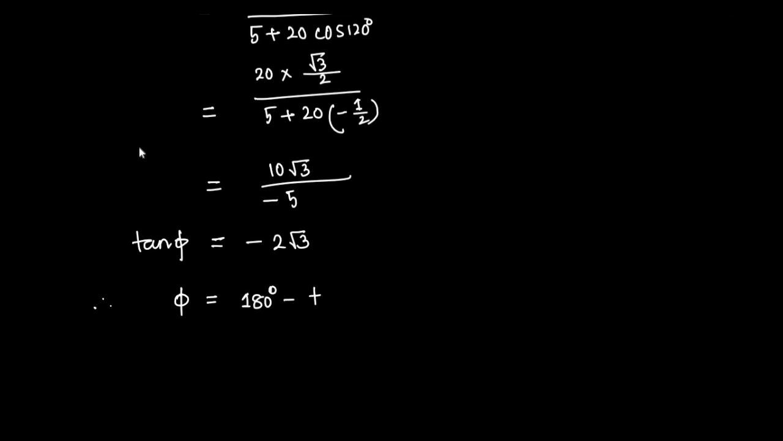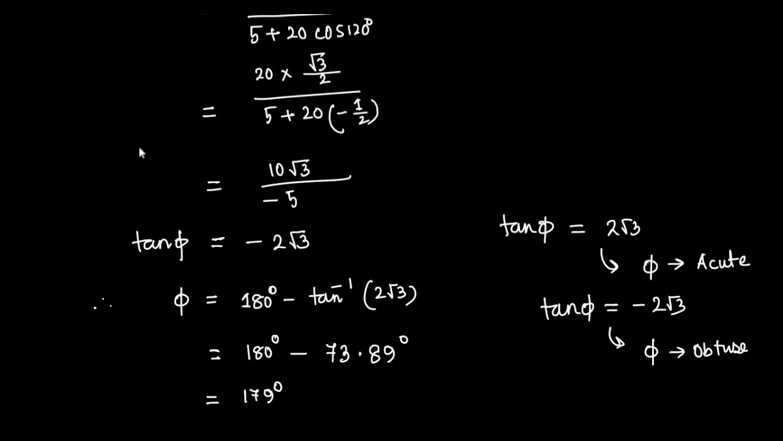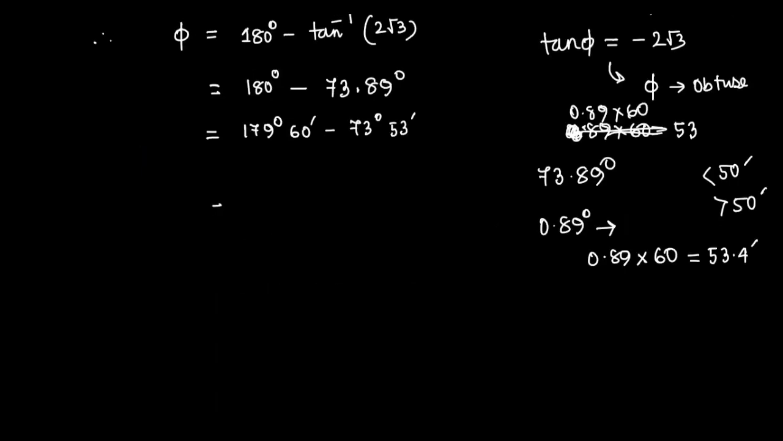As tan phi is negative, that is minus 2 root 3, phi can be written as 180 degree minus tan inverse 2 root 3. If tan phi were 2 root 3, phi would be acute, but tan phi is minus 2 root 3, which is negative. That's why the angle phi will be obtuse, and we have to consider this concept, that phi will be 180 degree minus tan inverse 2 root 3, that is 180 degree minus 73.89 degree. Finally, we get phi equal to 106 degree 7 minutes.